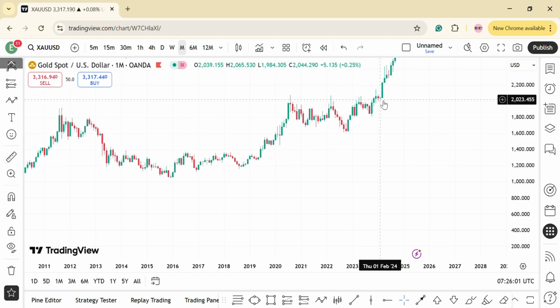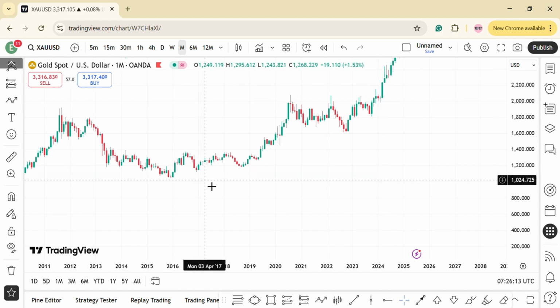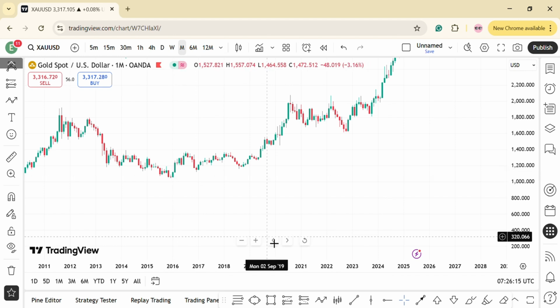This is a demand zone, but I won't take this because there's another one. There's a bullish candle here before this drastic move, so I won't take this one. Let's see the one.